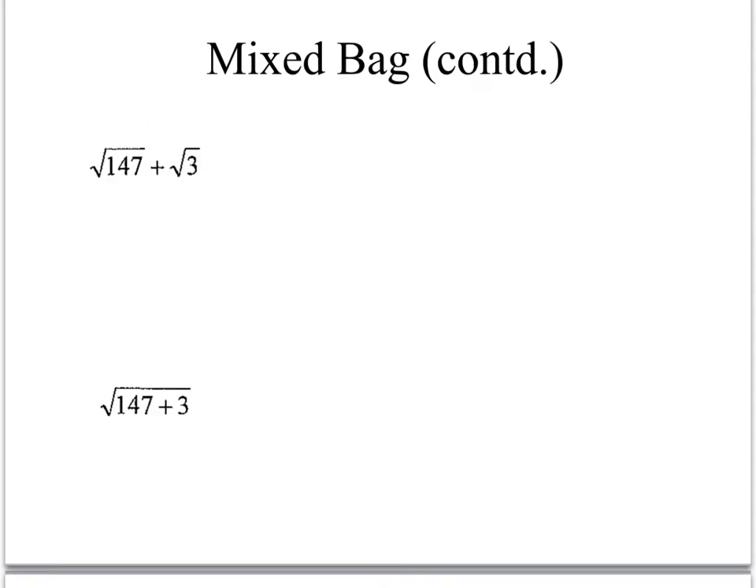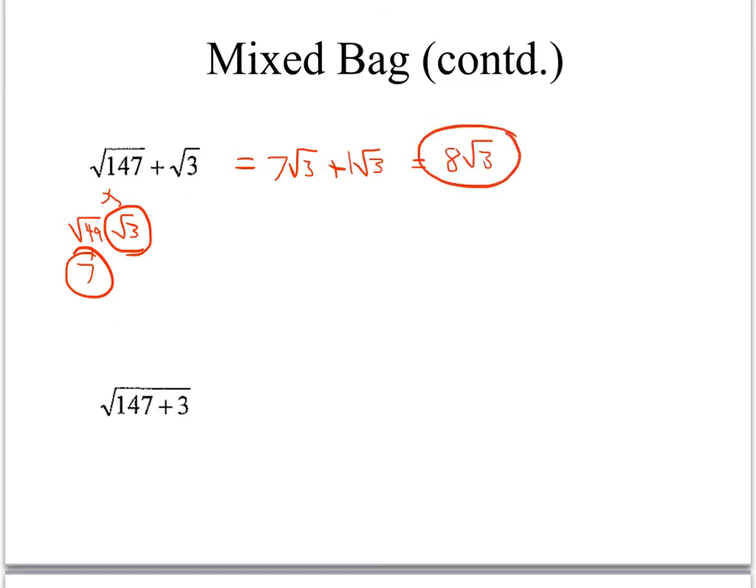Big difference between these two problems. The square root of 147 plus the square root of 3, again, for about the billionth time, that is not root 150. We have to simplify. The square root of 147 is root 49 times root 3, which is 7 root 3. So this problem actually becomes 7 root 3 plus root 3. Now we can actually add those together because the number inside the radical is the same. So 7 root 3 plus 1 root 3 gives me 8 root 3, and that's my final answer.